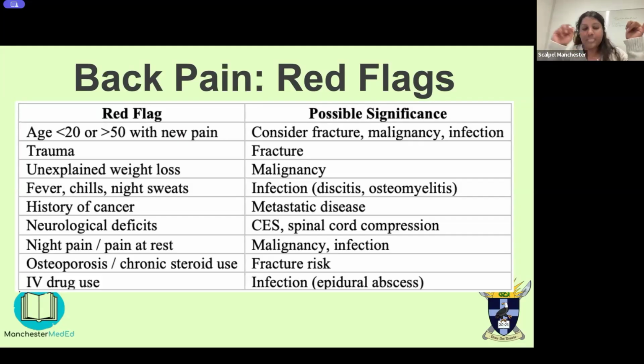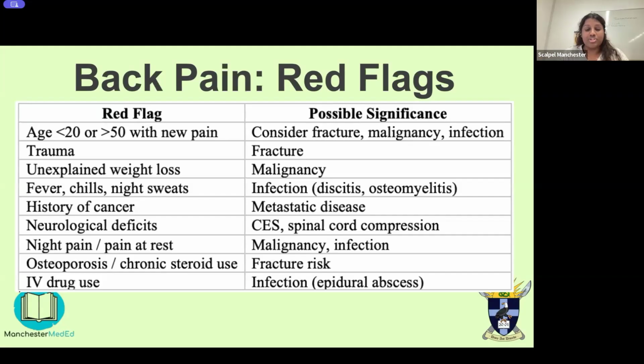Neurological deficits, again, that would be cauda equina syndrome or a spinal cord compression. Why? Due to a malignancy, a hematoma, an infection, whatever can either narrow the canal, inflame the canal, or block the canal, or a herniation. Night pain or pain at rest is usually due to a malignancy or infection. Because if you think about it, the only way that you get pain is if you move or pull a joint. It's only if you move. So when you're resting, when you're not really moving and you get that pain, that is a red flag.